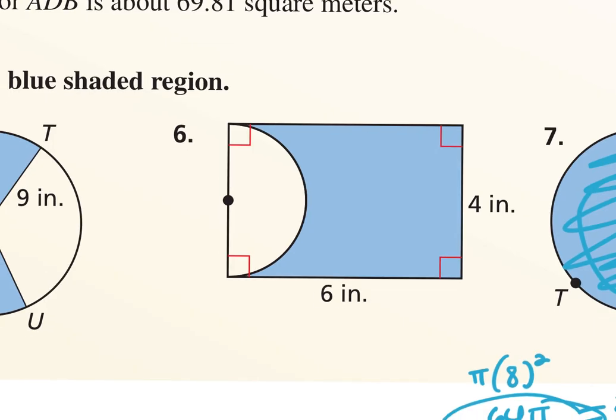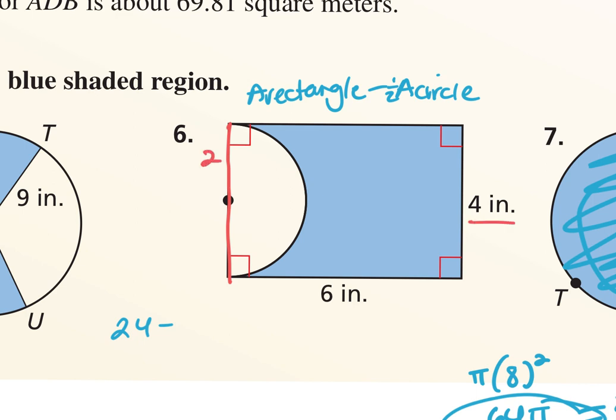All right, so again, blue shaded region, right? So this time I would want to do the area of the rectangle and subtract from it half of the area of that circle, right? Because it's half a circle. So the rectangle is 6 times 4, or 24. And then the area of that circle, this whole segment would be 4, which means the radius is 2. So the area of that circle would be 2 squared times pi, or 4 pi.